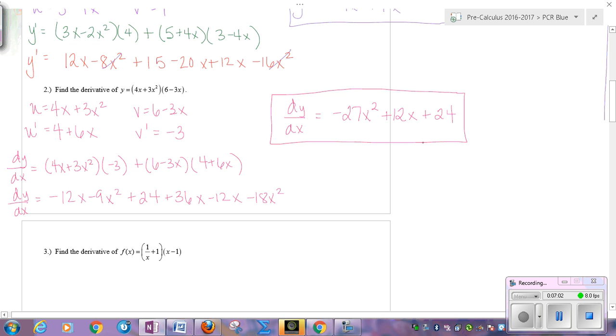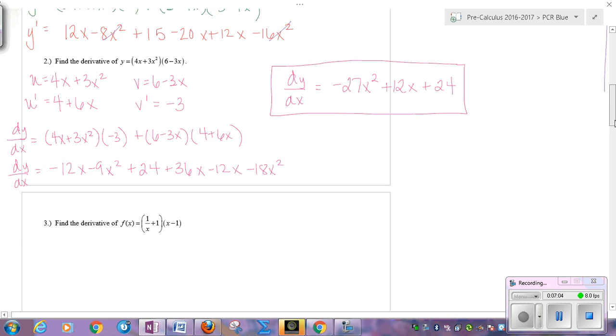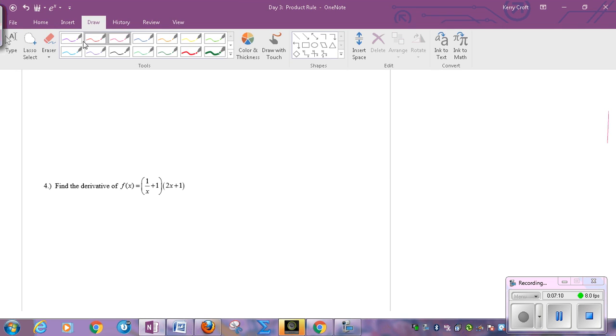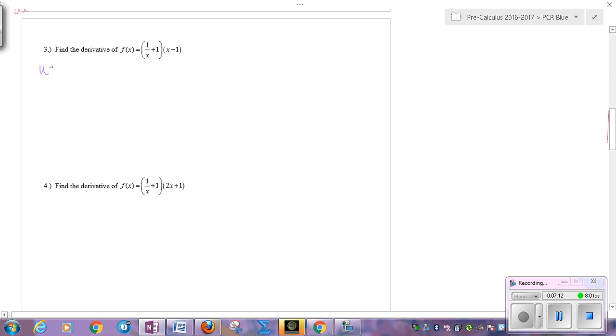So let's take a look at number 3. So number 3 is just a little bit trickier here. So again, we still just have two products. So u is your first product, 1 over x plus 1, and v is your second factor, x minus 1. Now, when we find our derivative of this, remember, this could be written as x to the negative 1 plus 1. So anytime your variable's in the denominator, you want to rewrite that. It makes it a little bit easier for you to write your derivative.